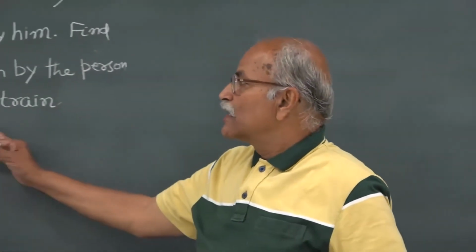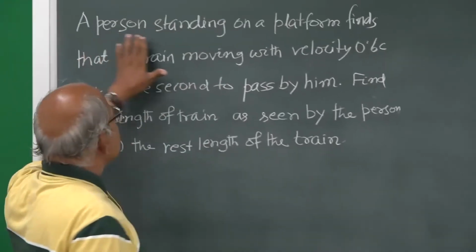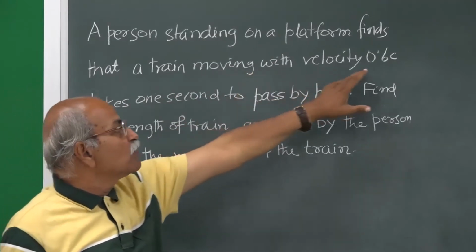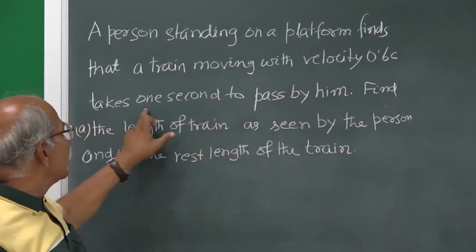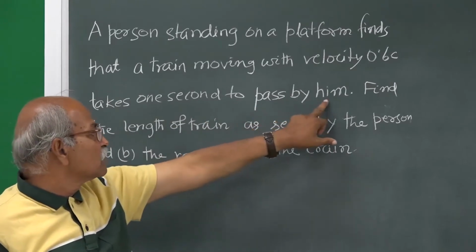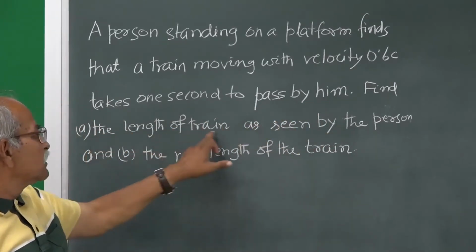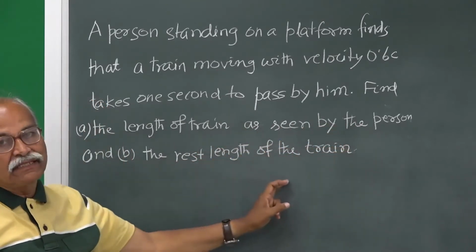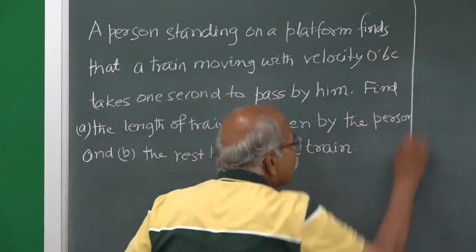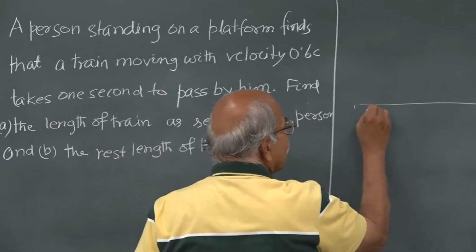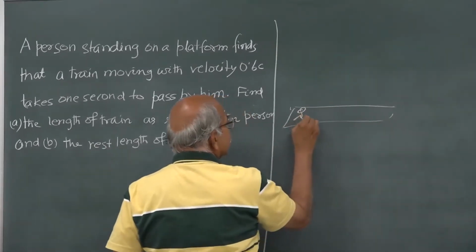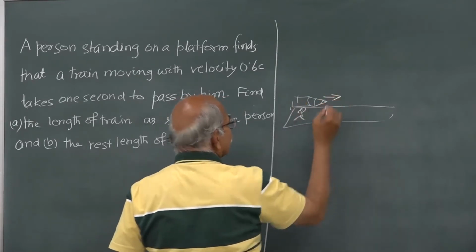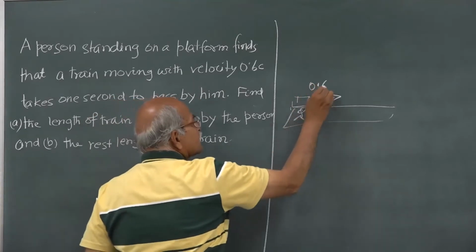So, here is the next question. A person standing on a platform finds that a train moving with velocity 0.6 c takes 1 second to pass by him. Find A, the length of the train as seen by the person, and B, the rest length of the train. So, you have a platform, and on that platform some person is standing, and then there is some train, and that train is moving with 0.6 c.